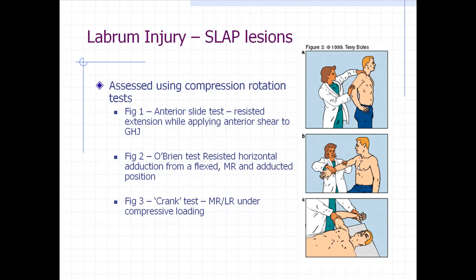Final test here is the crank test. So in this case, the clinician will apply compressive loading along the line of the humerus, and they will passively medially and laterally rotate the humerus. And again, we're looking for crepitus. This has the effect of compressing the humeral head against the glenoid labrum, and if there is any tear there, as the humeral head rolls over the tear, we often see crepitus.